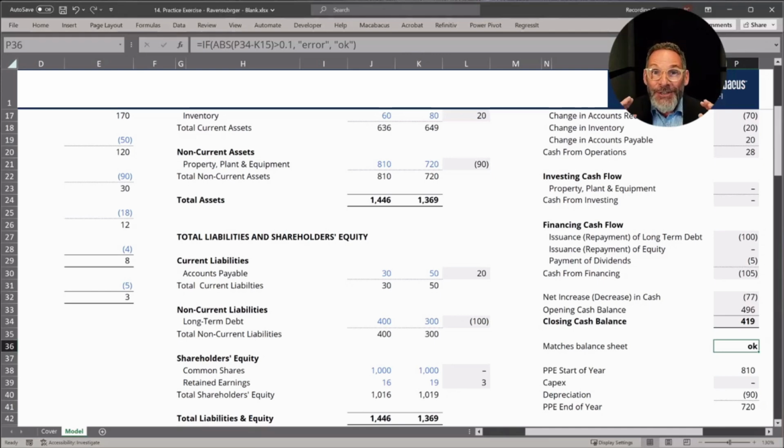So now I want you to have a go. There's a very similar exercise with new numbers where you do the same thing and see how quickly you can build a cash flow. And then I will debrief it with you. Okay, see you in a moment.